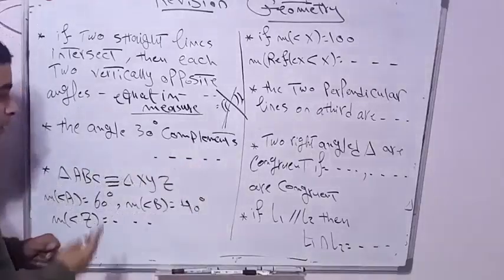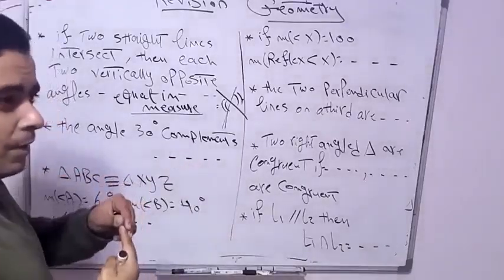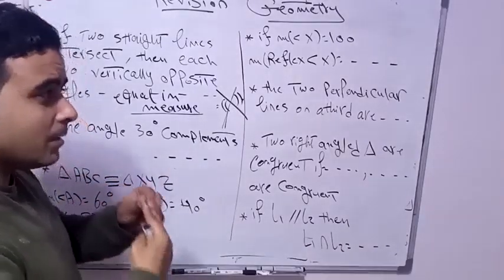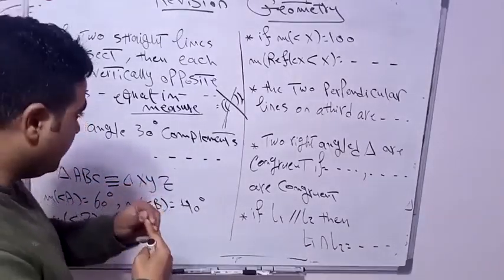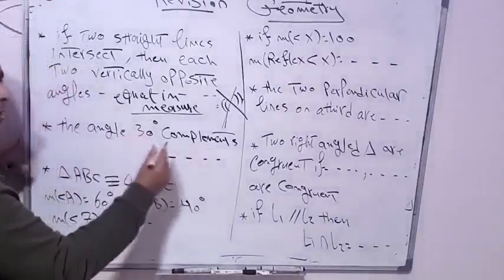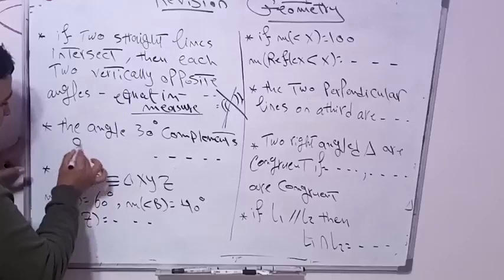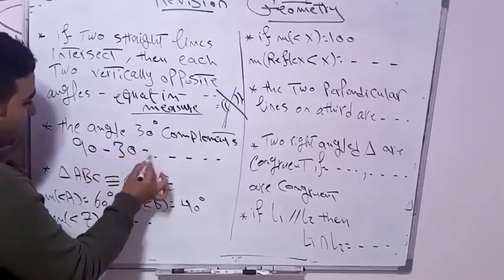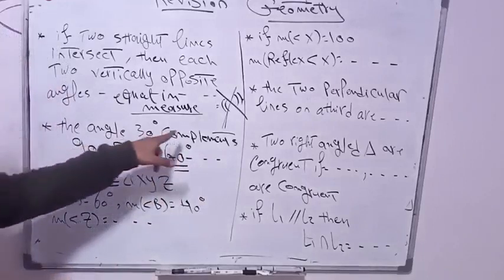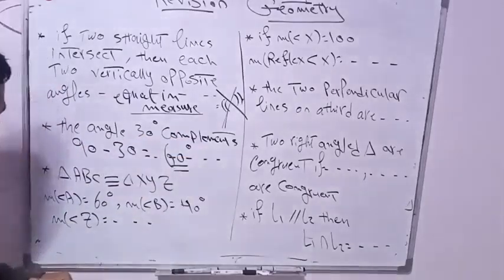The second question here: the angle 30, complement what? If we have two complementary angles, the sum of them equals 90, but if we have two supplementary angles, the sum of them equals 180. So in this question, the angle 30 complements, so subtract from 90. Our answer: 90 minus 30 equals 60 degrees. This is my answer, because he asked about complement, not supplementary.